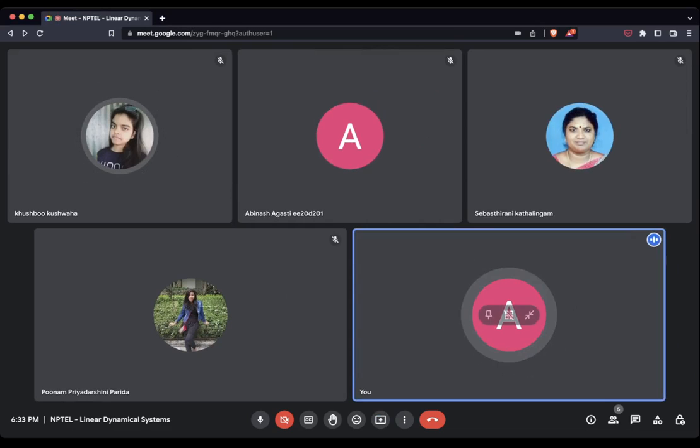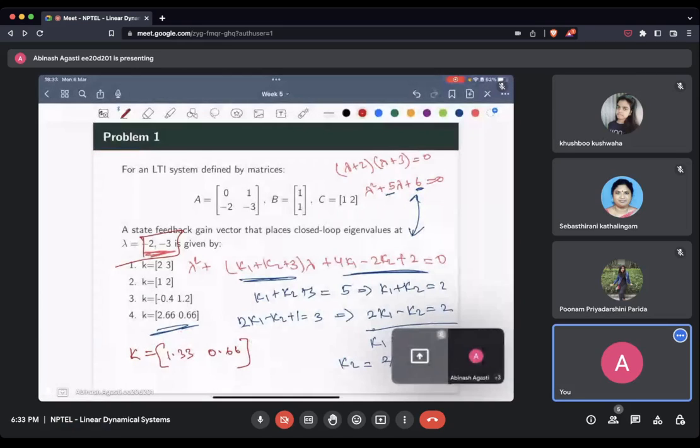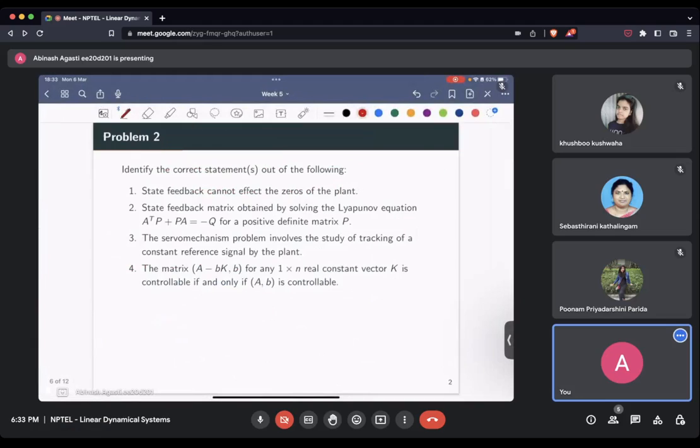Coming back to this. Okay. So identify the correct statements out of the following. Yeah. So before we move ahead with this, maybe I would like to state some theory.